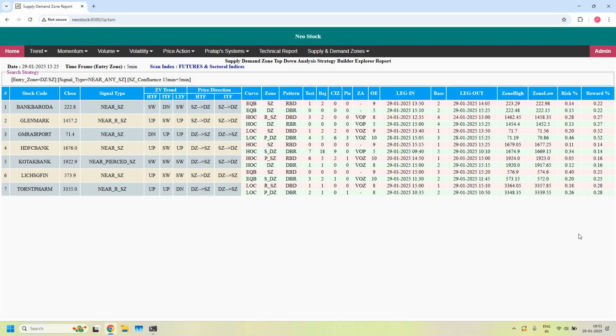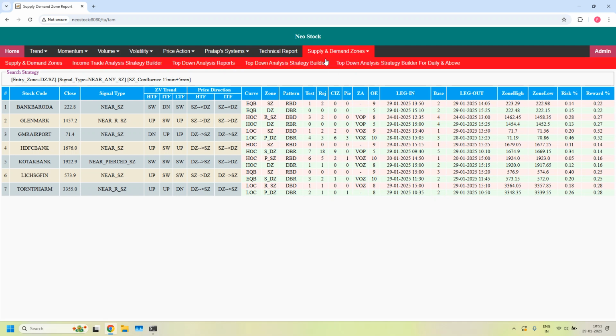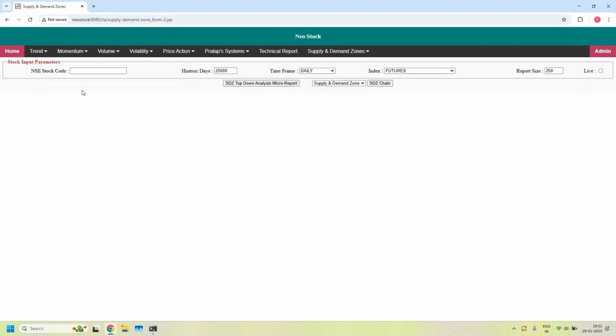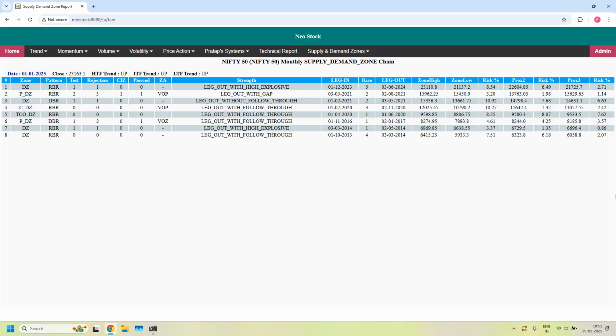So this is about stocks near demand and supply zones for different time frames. We also identified daily and 75 minutes high liquidity zones. So the next set of reports are about Nifty and BANKNIFTY supply demand zone chain. Let's start with Nifty first. So generating monthly supply demand zone chain for Nifty. So this is the Nifty monthly supply demand zone chain.